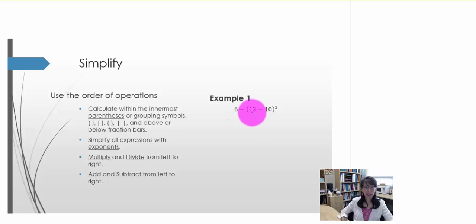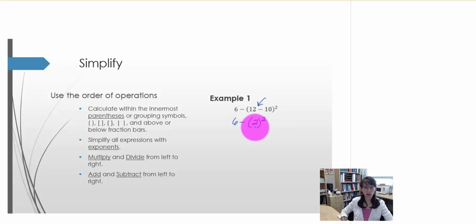Example 1: 6 minus the quantity of 12 minus 10, squared. We can notice we do have parentheses, so we should take care of anything inside the parentheses first. So we still have 6 minus the amount in the parentheses, 12 minus 10 would leave us 2, and we have an exponent of 2.